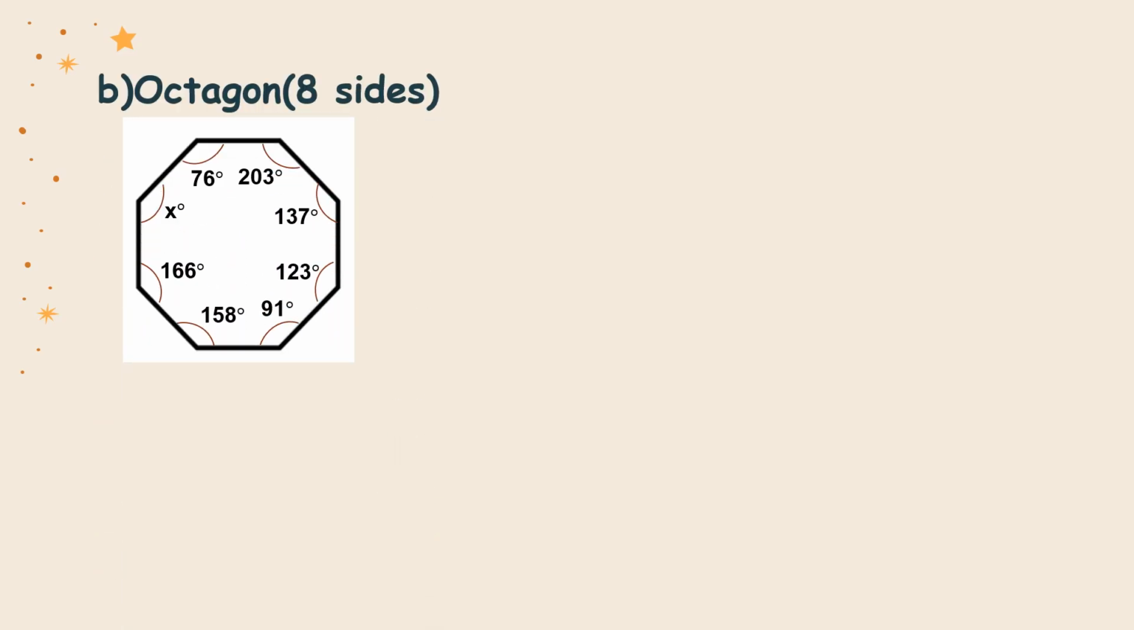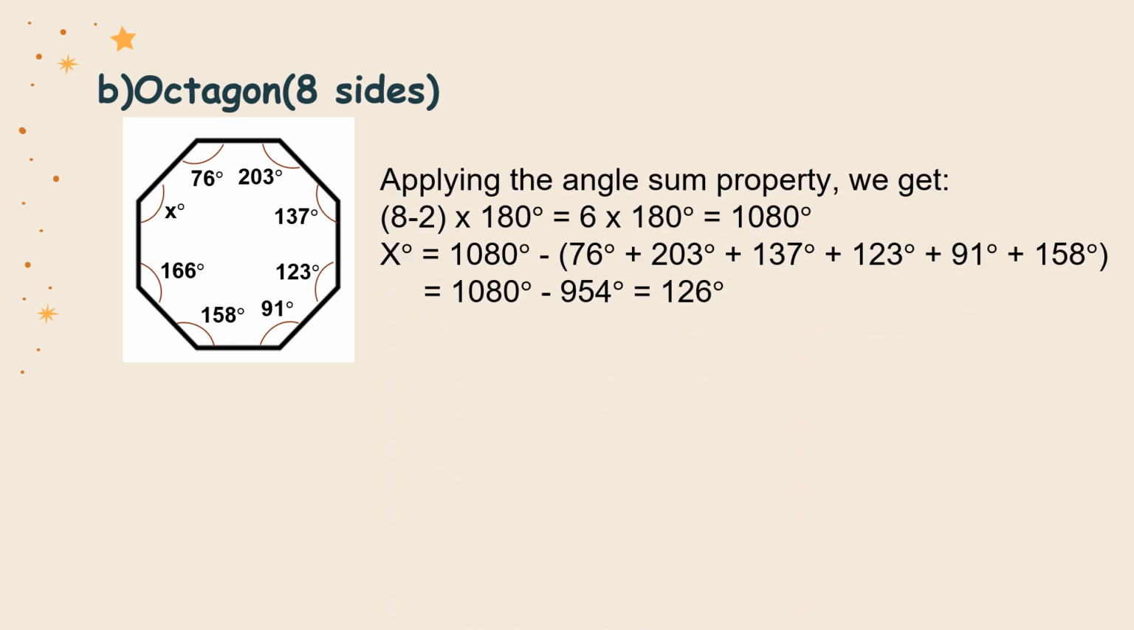Similarly, we do it with octagon. 8 sides, hence the name octagon. Here also we have an unknown angle. How do you do it? Same, using the angle sum property. Here n will be 8. So 8 minus 2 is 6. 6 into 180 is equal to 1080.